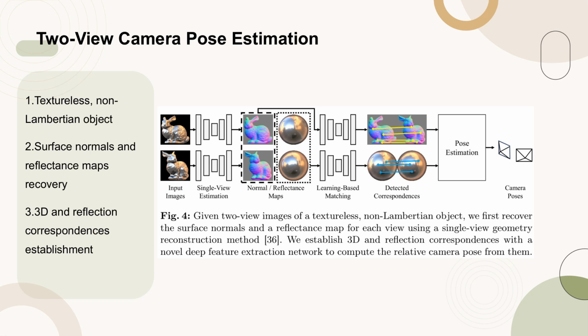Initially, the surface normals and reflectance maps for each view are recovered using a single-view geometry reconstruction method. Subsequently, a novel deep feature extraction network is employed to establish 3D and reflection correspondences, which are then utilized to compute the relative camera pose. This approach ensures accurate pose estimation by leveraging detailed geometric and reflectance information from the object's surface.